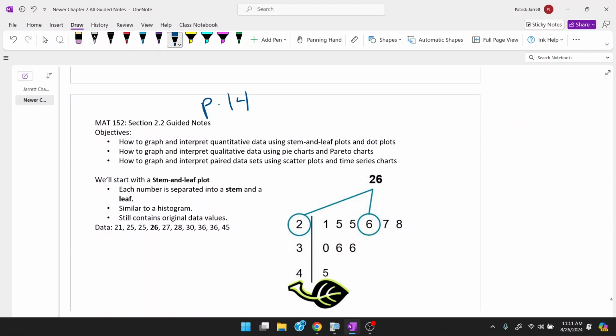Now, stem and leaf plots are relatively easy. Each number is separated into a stem and a leaf. The leaves are the rightmost digit, and the stems are everything but that. For example, if this is our data here, like 21, 25, the stems are all single digits. The stems are 2, 3, and 4. For the MyLab questions, you would just enter the leaves.